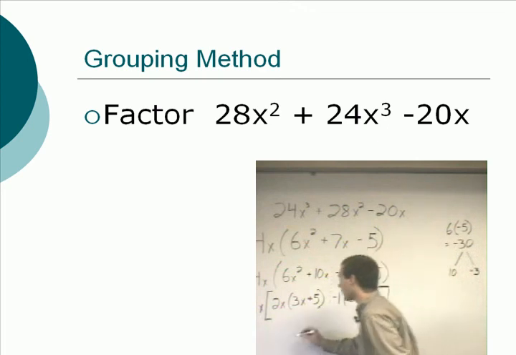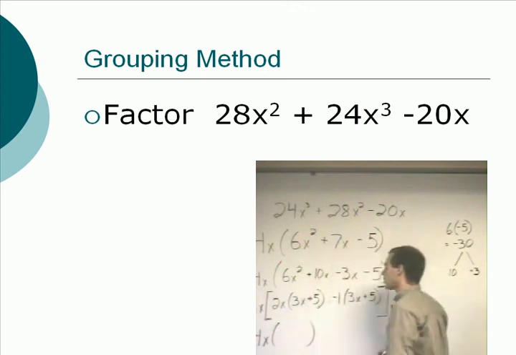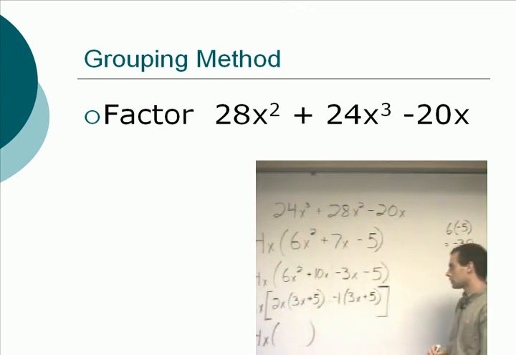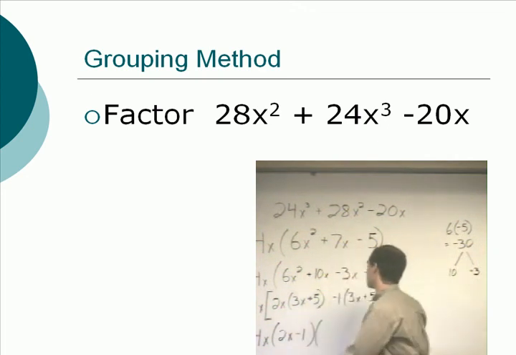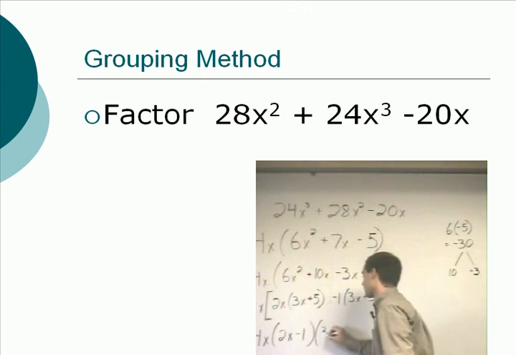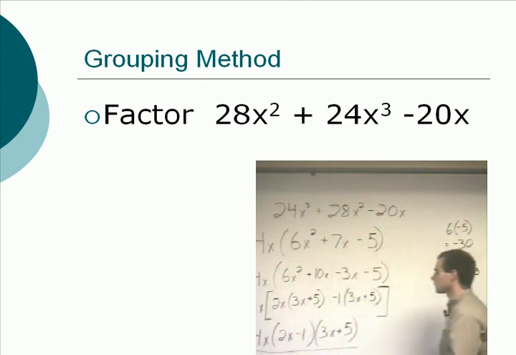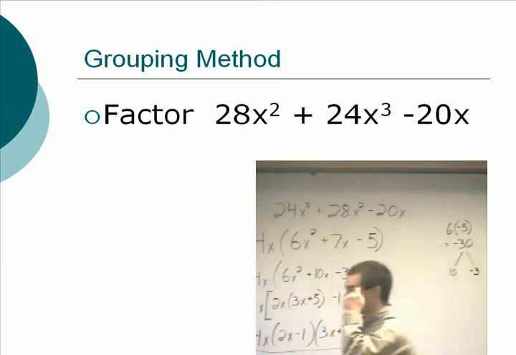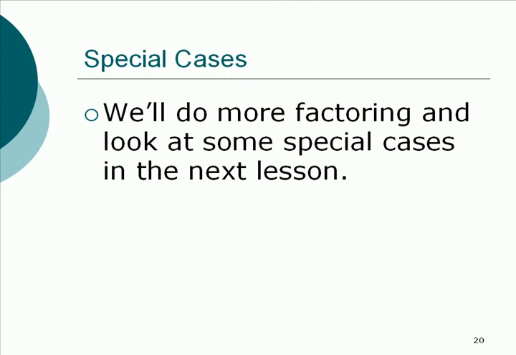So this factors into 4x out in the front times, what's one of our binomial factors? 2x minus 1 times 3x plus 5. And we're done. Factored completely. Beats trial and error. We're not done factoring. We're going to do a little bit more factoring on Monday. We're going to look at a few special cases. But this will cover 90% of the factoring that we have to do.